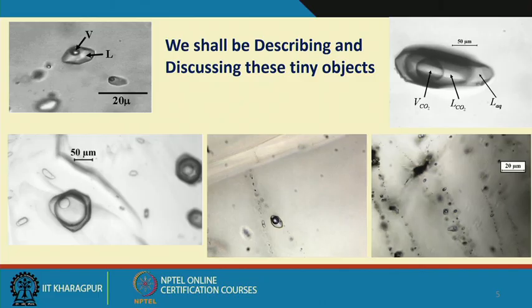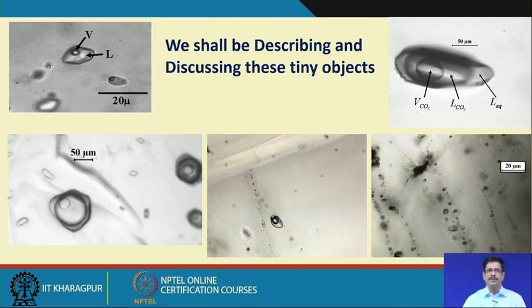So, we will essentially be describing these tiny objects that we see in different mineral hosts. There could be any mineral that forms in the earth's crust constituting rocks: quartz, calcite, fluorite, apatite, then metamorphic minerals like garnet, cordierite, and ore minerals like the sulfides, which can be observed with a different technique.